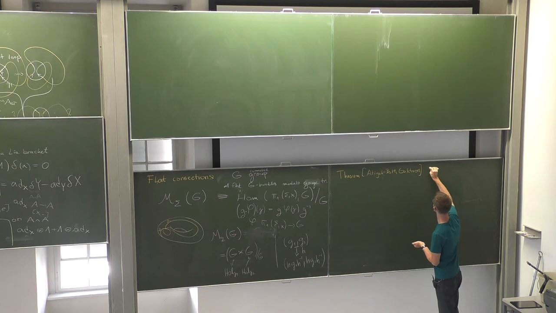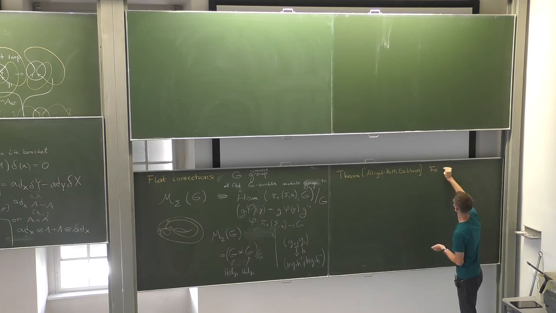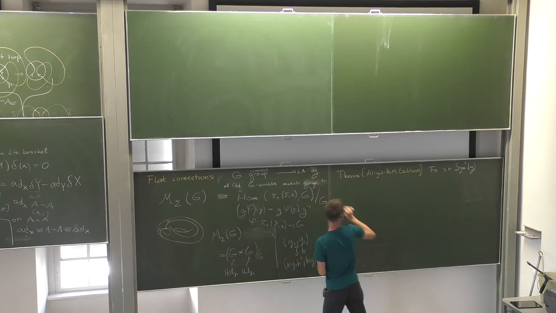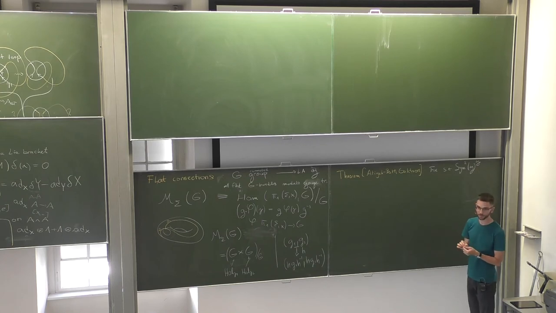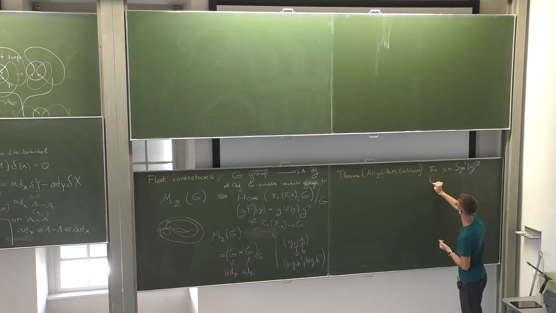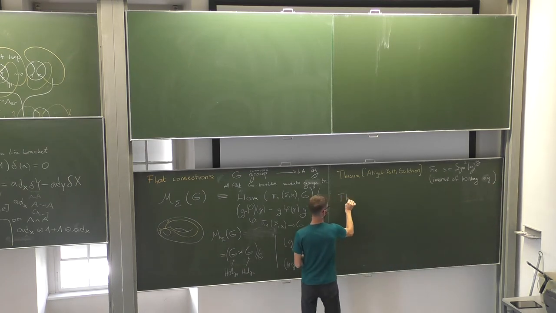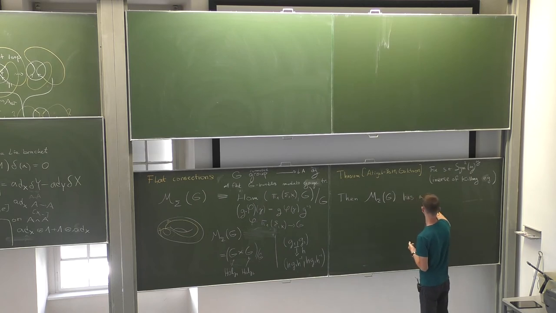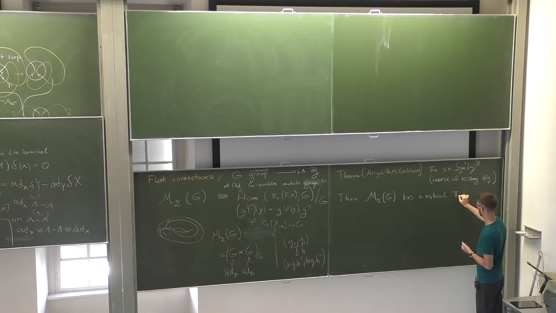That if we fix an element here, so this is the second symmetric power of the Lie algebra of the Lie group, with Lie algebra G, and it should be invariant. Okay. So you should just think of an inverse of the Killing form, that is a good example. Then the moduli space has a natural bivector, let's call it Atiyah-Bott, and it's a Poisson bivector.